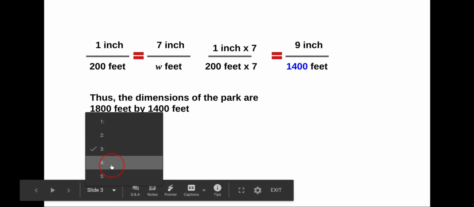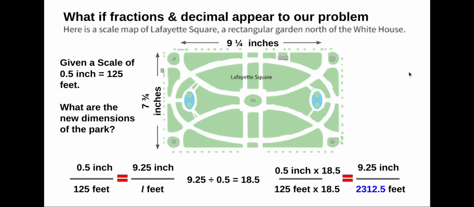So let's move to our next one here. Now, up until now, like I said, when we deal with whole numbers, you guys are very good. But when we bring in fractions and decimals, that's when you have a very tough time. So we're going to be solving these using decimals and fractions, so you can get very adept at doing them. We have a scale where half an inch equals 125 feet, and we want to know what the dimensions of this park are now. We'll just pretend it's a different Lafayette Park in a different city.